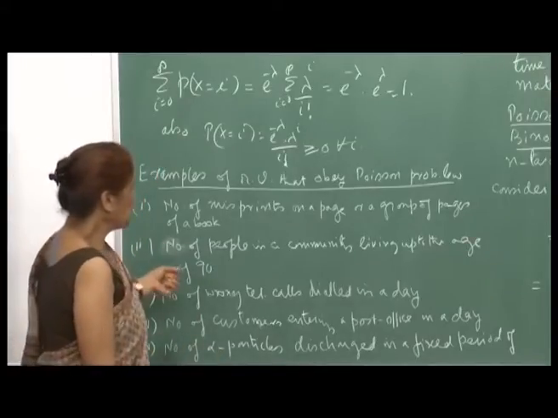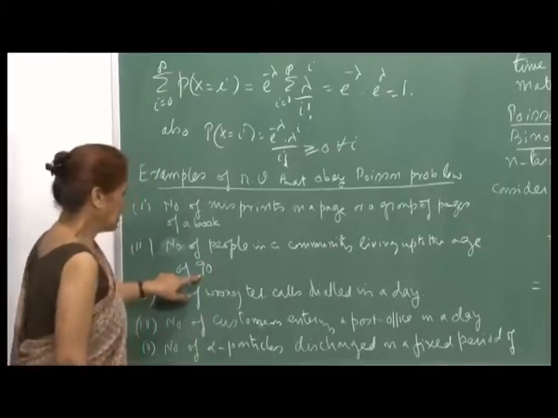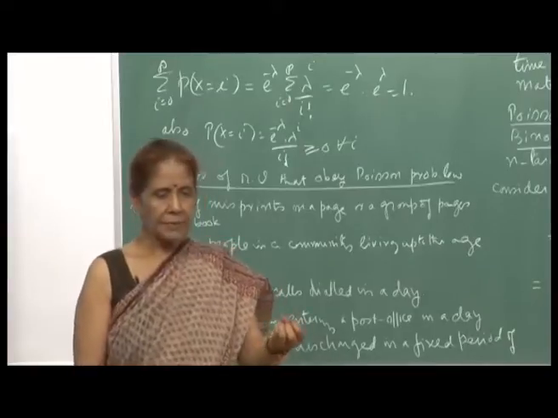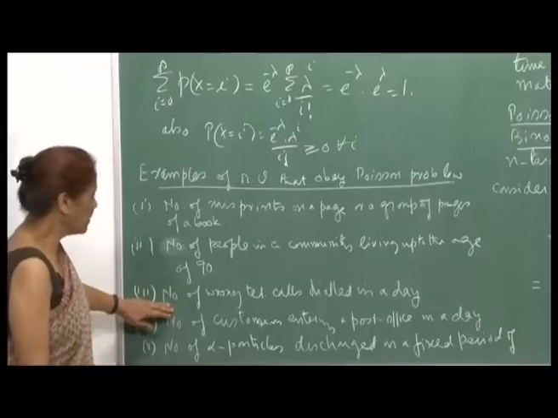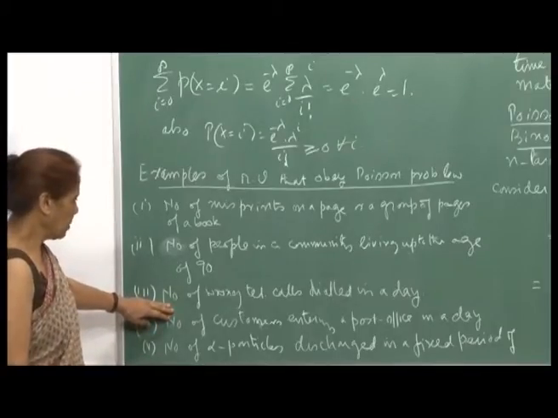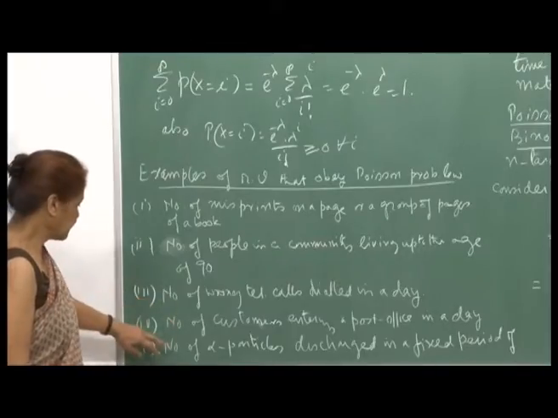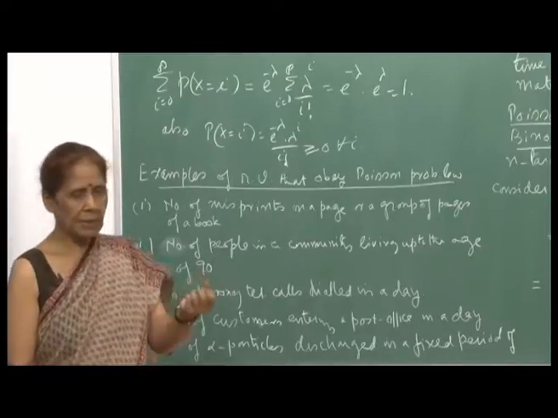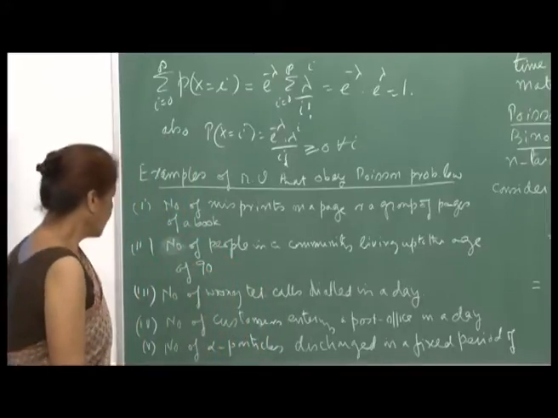Number of people in a community living up to the age of 90, which again is a random phenomenon, because how long one lives is not a certain event. Then number of wrong telephone calls dialed in a day. This could be at a particular exchange, or you may take a particular number and then count the number of times the wrong telephone calls come.